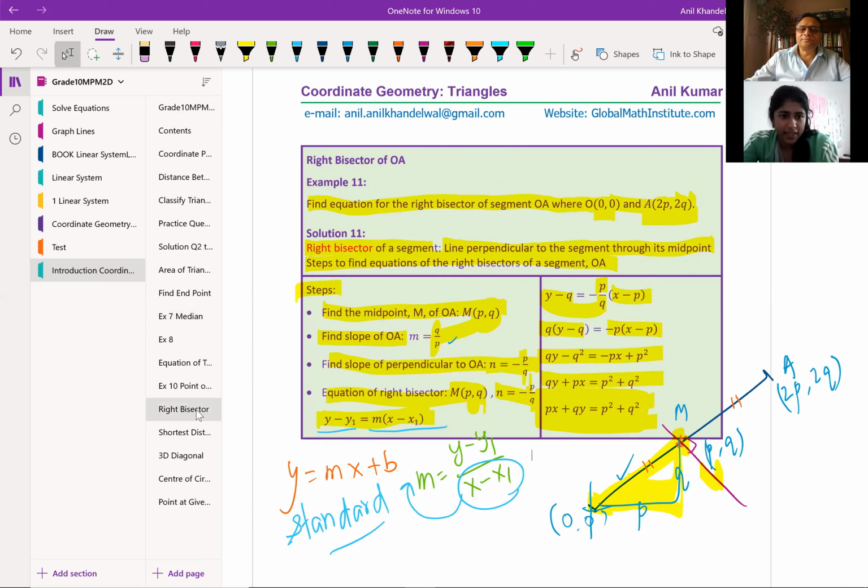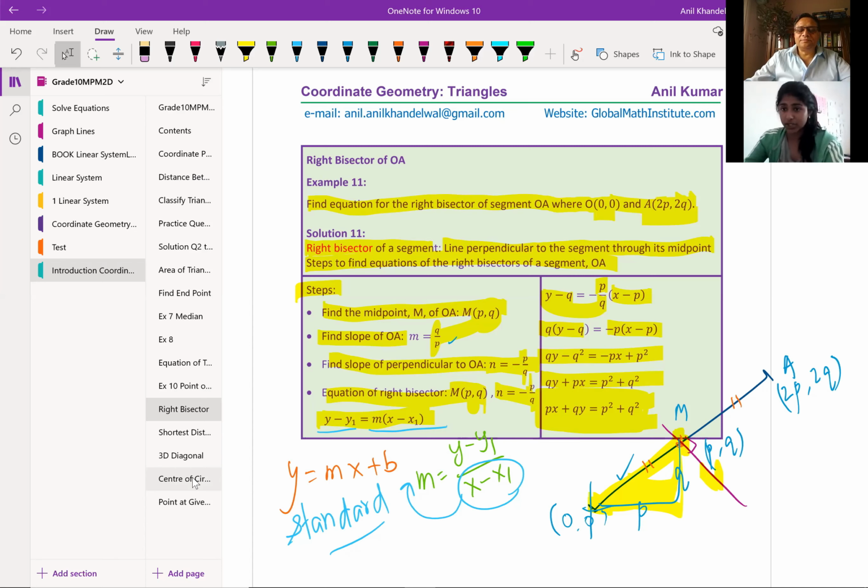Perfect. Then right bisector. So the right bisector of a segment is the line perpendicular to the segment through its midpoint. Correct. So when finding the right bisector, it's using all the other formulas we just learned in one. First you find the midpoint using the midpoint formula. Then you find the slope, the gradient, doing change in y over change in x. Then finding the slope perpendicular to that means you need to find the negative reciprocal. So make sure when you multiply them, you get -1.